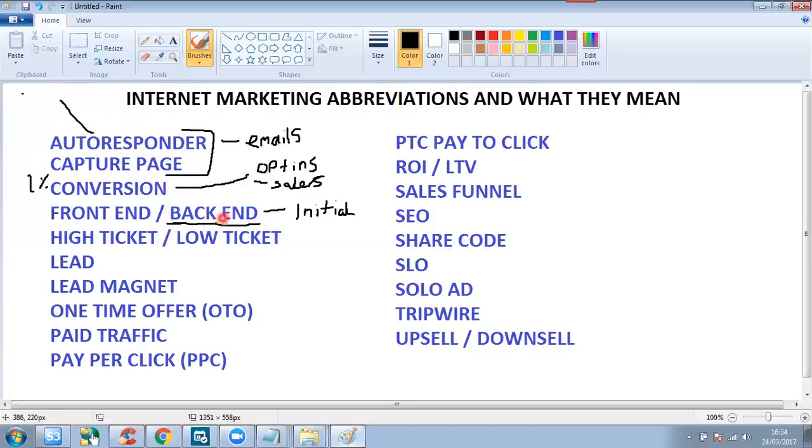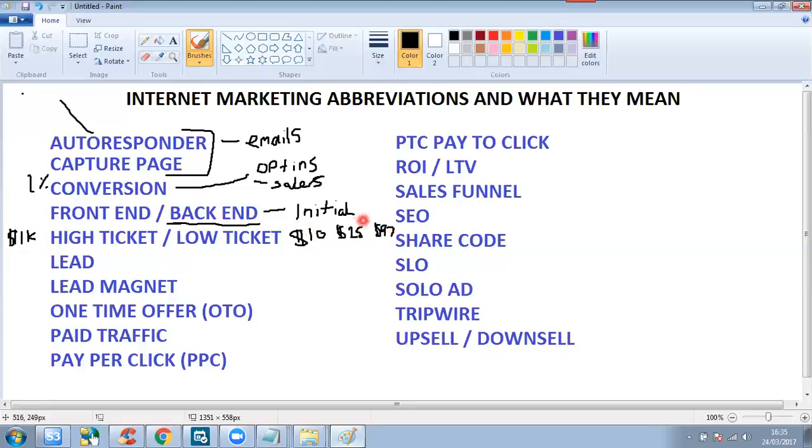Now, high ticket and low ticket, this is very simple to understand. A high ticket would be a product that has a very high cost. So it might be like a $1,000 product, or a $5,000 product, or a $10,000 product. Whereas a low ticket would be something like a $10 product, or a $20 product, or even up to $97 is considered low ticket.